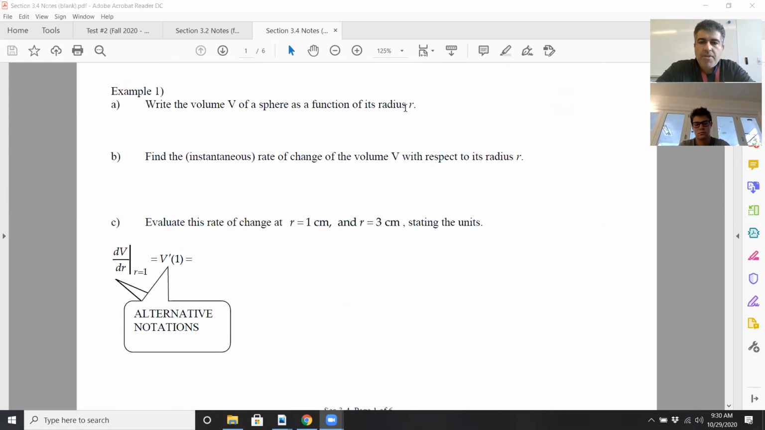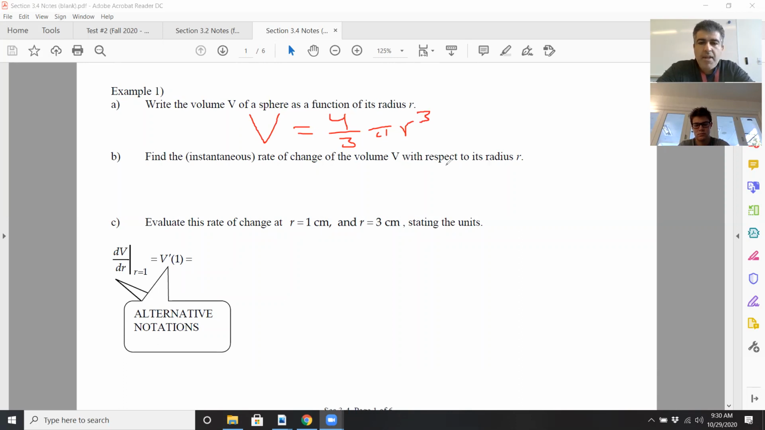Write the volume of a sphere as a function of its radius r. Now, if you don't remember solid geometry formulas, don't worry. I don't expect you to memorize them. You can look them up or I'll give them to you. But it is 4/3 pi r cubed. That's the volume of the sphere. Now find the instantaneous rate of change of volume with respect to r.